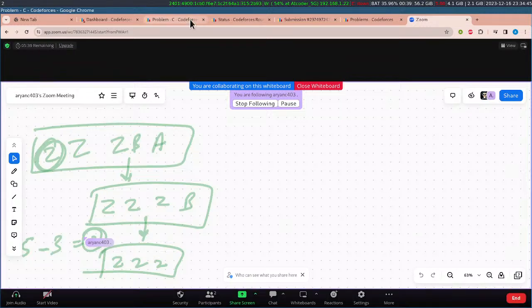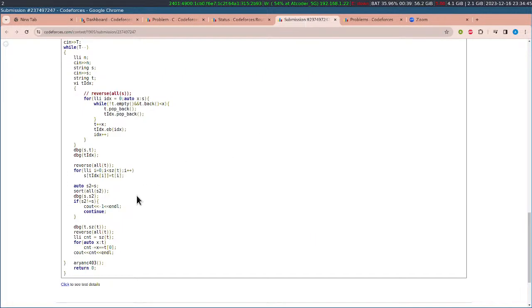And essentially that's what I was doing. Although I did reverse multiple times, the idea was to find the length of the lexicographically largest string and the number of times the largest character appears. Print it. So any questions before I move on to the next problem?